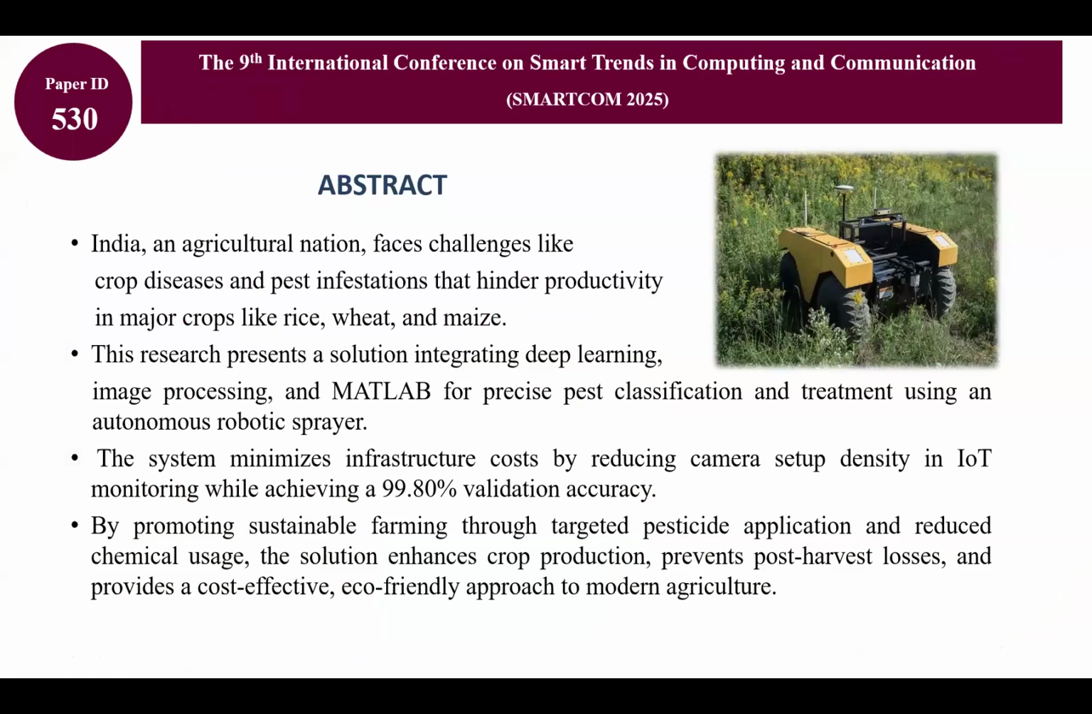Coming to the abstract, India is an agricultural nation. Challenges like pest infestations and crop diseases significantly impact productivity. The excessive use of pesticides has environmental and health risks. Our research aims to develop an autonomous robotic system integrating IoT, deep learning, and image processing to optimize pesticide application and promote sustainable farming. The proposed system aims to bridge the gap between traditional farming techniques and modern precision agricultural solutions.